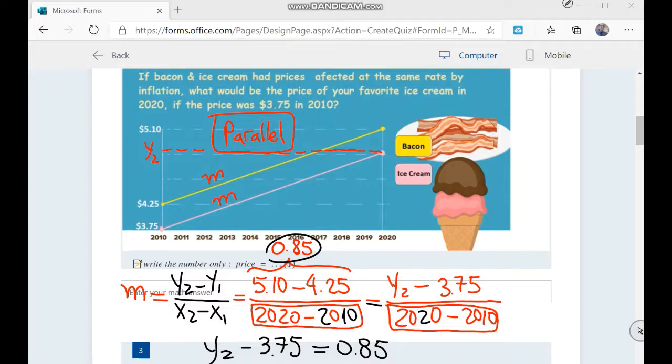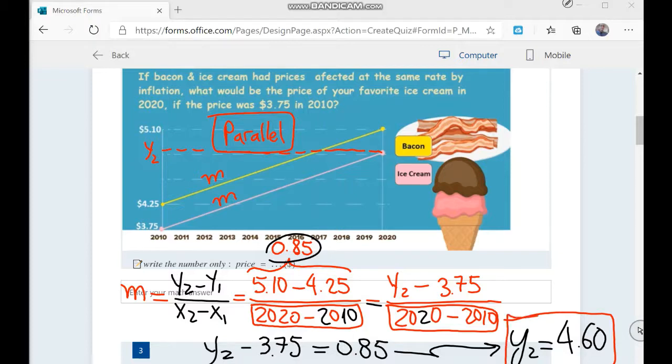See, y2 minus 3.75 equals 0.85, and y2 equals $3.75 plus 85 cents. Okay, Julian, no worries. That means y2 is equal to 4.60. This is going to be the answer for this bell work: 4.60.